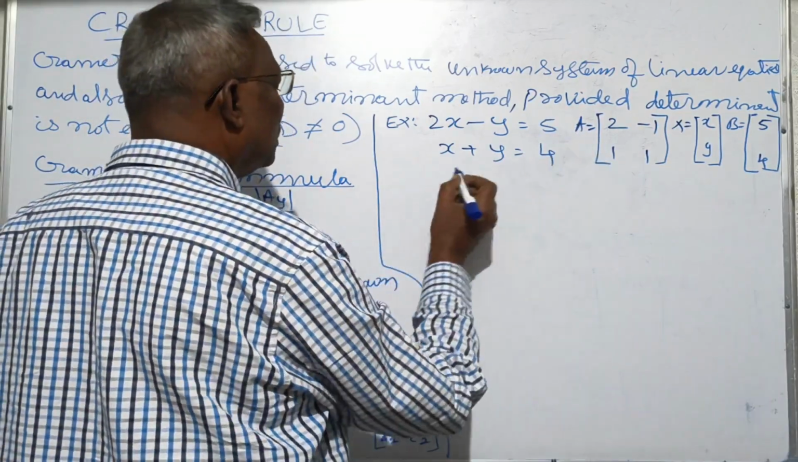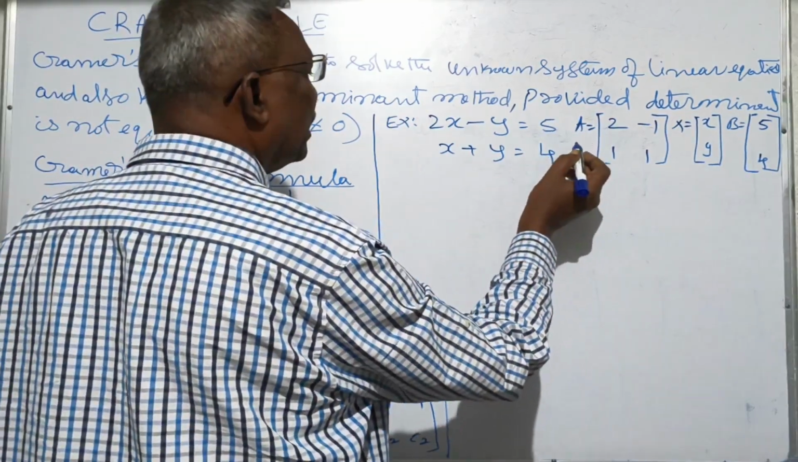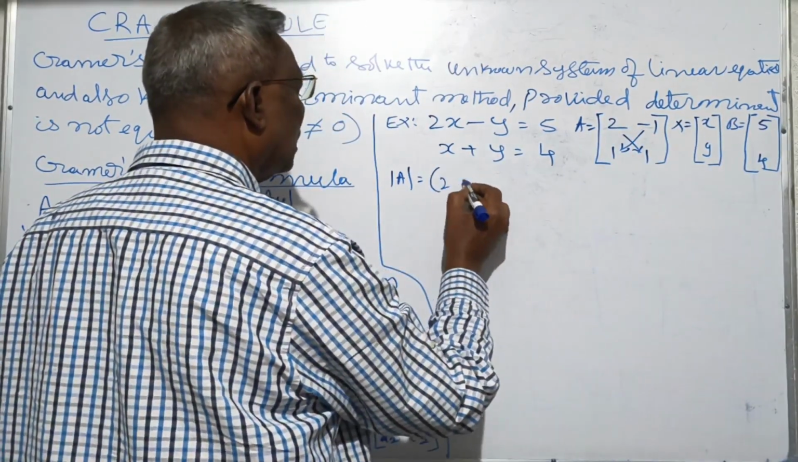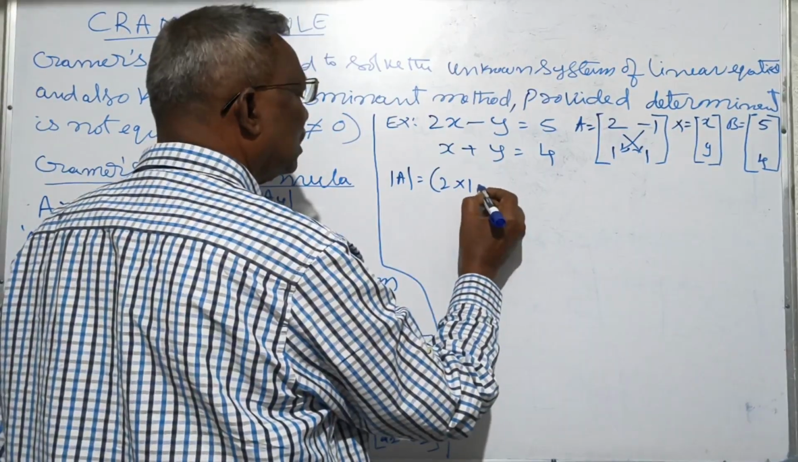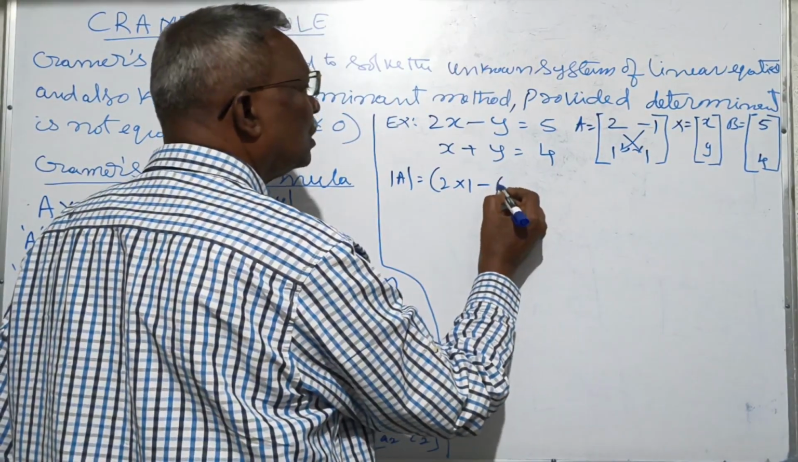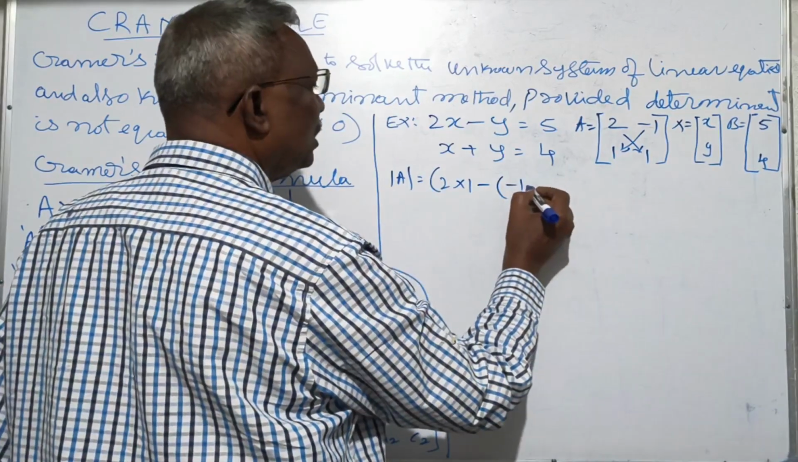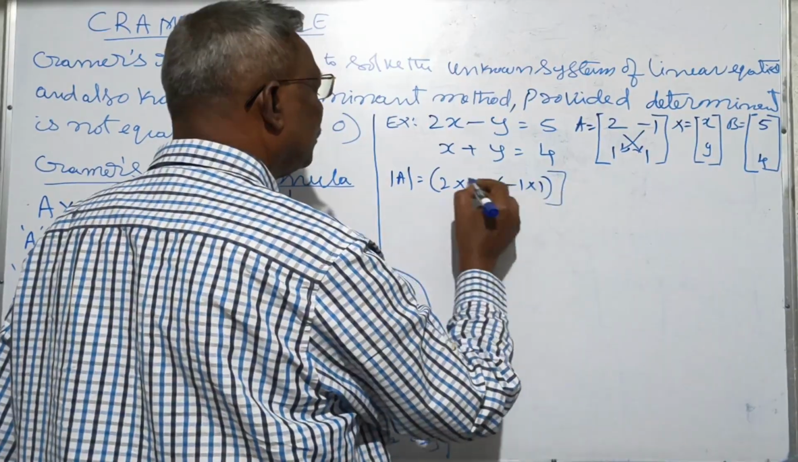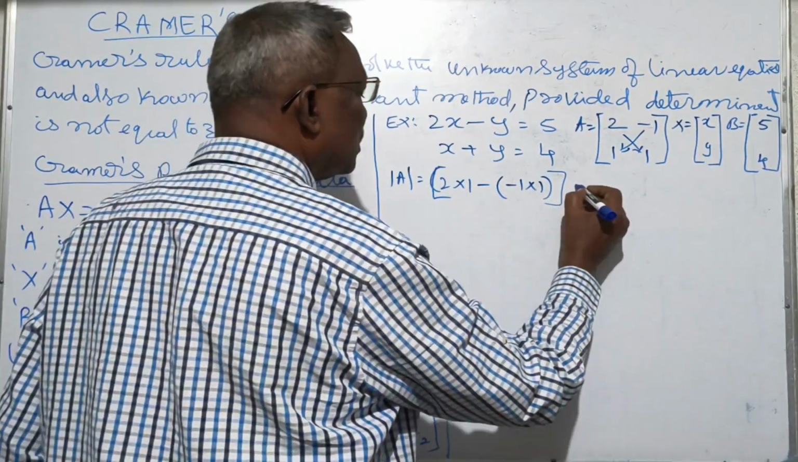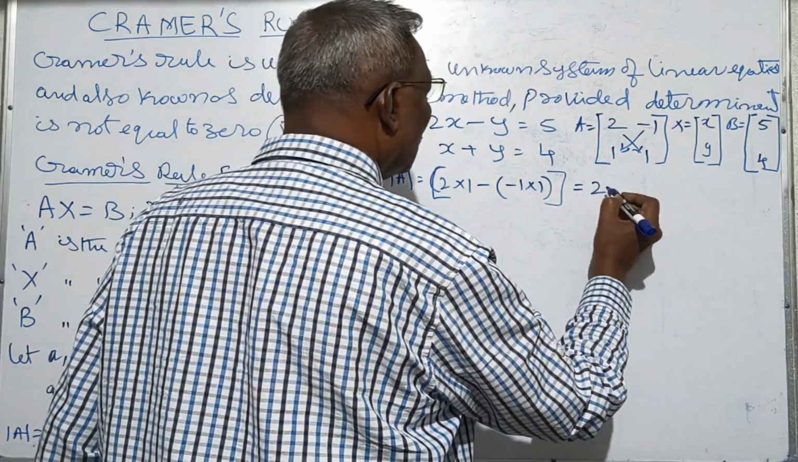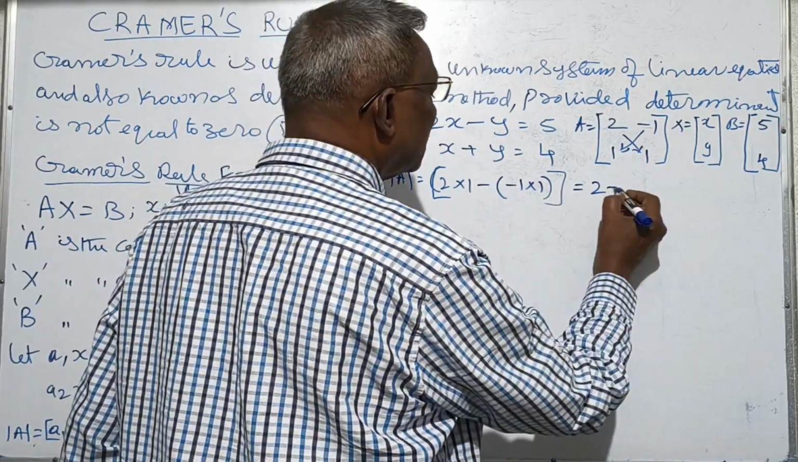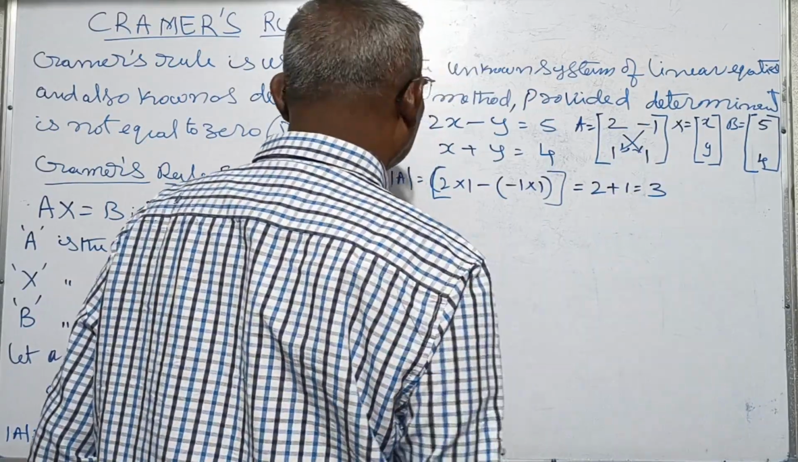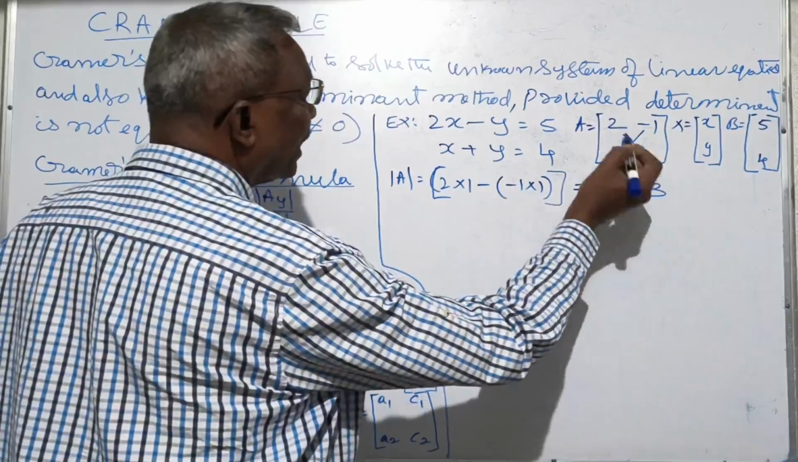Determinant of A is equal to the determinant of A. Cross multiply it. 2 into 1 minus of minus 1 into 1, that is equal to 2 ones are 2, minus into minus plus 1 into 1, 1, that is equal to 2 plus 1, 3. So determinant of A is equal to 3.